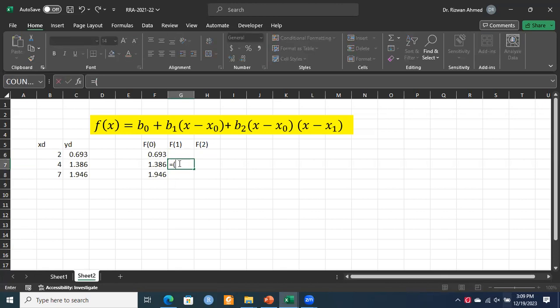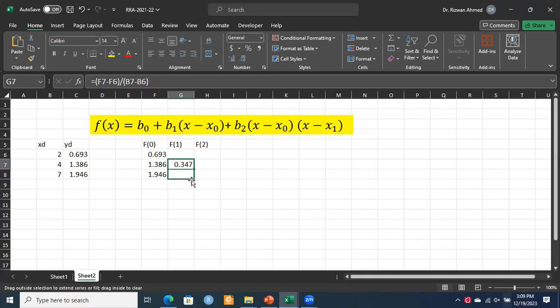So I can compute. This should be the value of y2 minus y1 divided by x2 minus x1, which is at b6. So that's fine. And then to compute the second constant, I require this value as well. So first order divided differences have been computed.